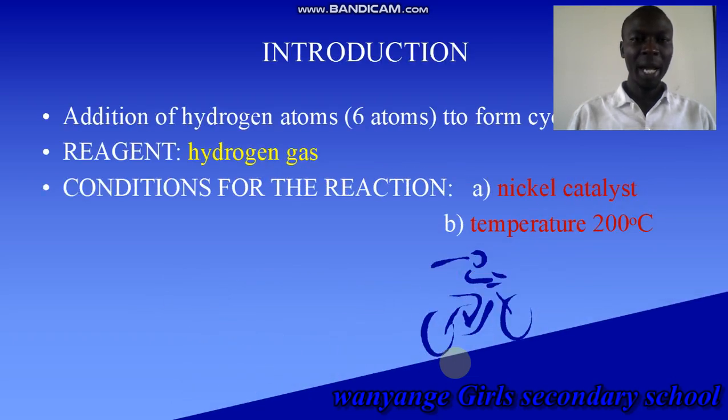Hydrogenation is simply addition of hydrogen to benzene, okay? Addition of hydrogen atoms to a benzene ring. And when we add hydrogen atoms to a benzene ring, we form cyclohexane. So it takes the benzene ring, which is unsaturated, to cyclohexane, which is saturated.